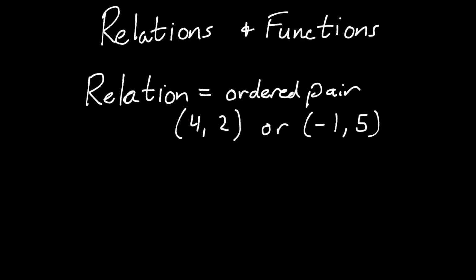Whatever the function is, for this one, whenever we have 4, we're going to get 2. Or whenever we have -1, we're going to get 5. When we have multiple ordered pairs, we can use this to create things such as a table of ordered pairs, or a graph, or a mapping diagram. So let's take a look at each one of these terms that I just used, table, graph, and mapping diagram, to get started.